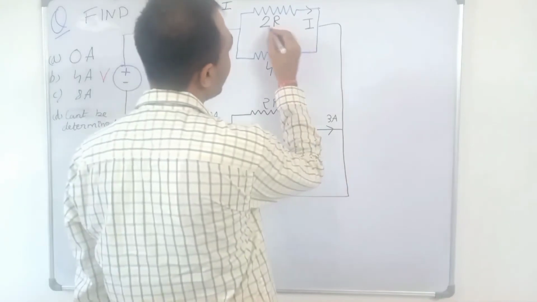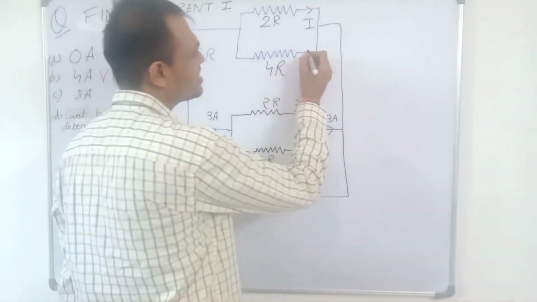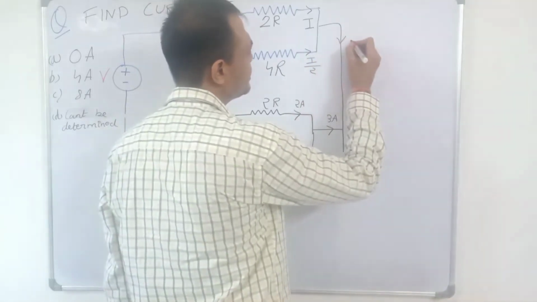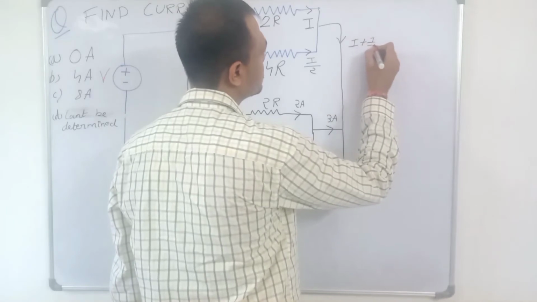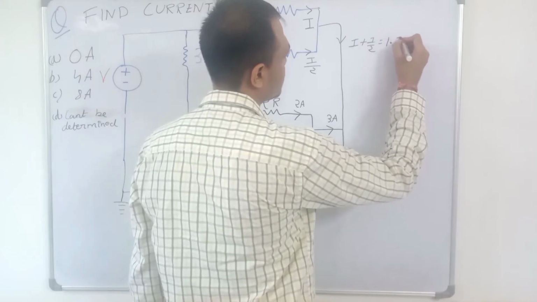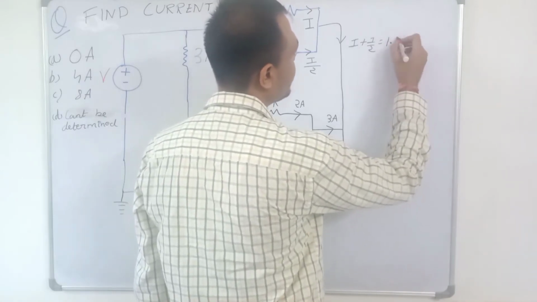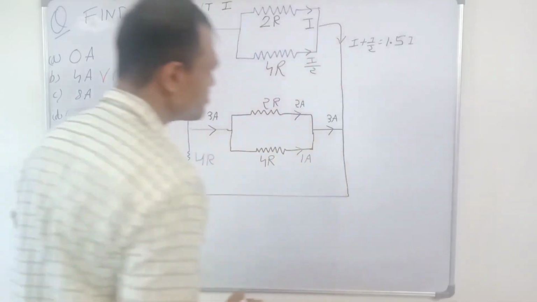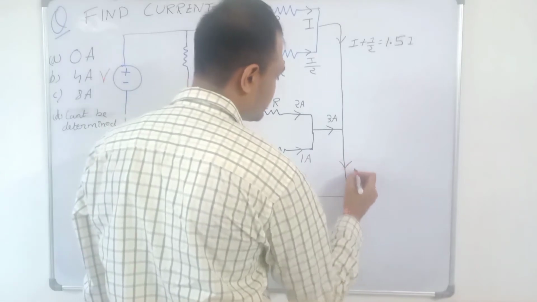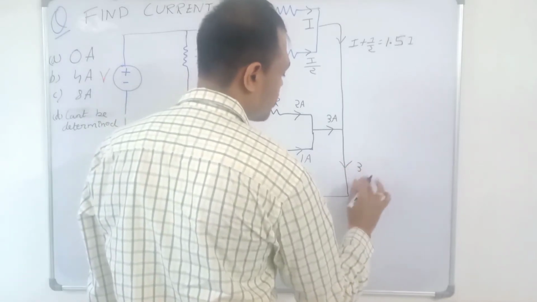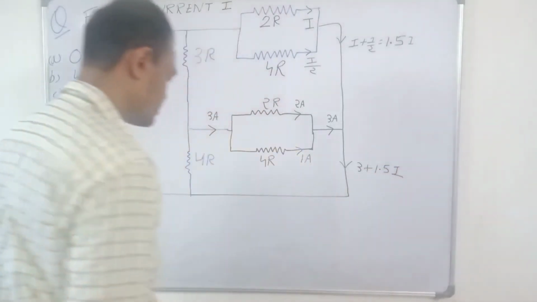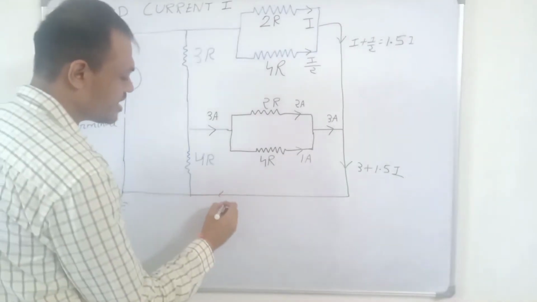Now the current through this 2R resistor is I. So if we double the resistor, the current will become half. So this will be equal to I by 2. So the total current here is I plus I by 2, so 1.5 I. So 1.5 I is flowing through here and 3 ampere is flowing through here. So the current through this will be 3 plus 1.5 I.